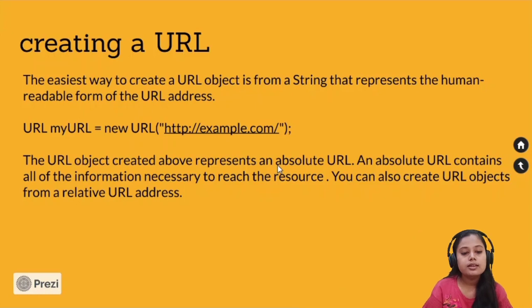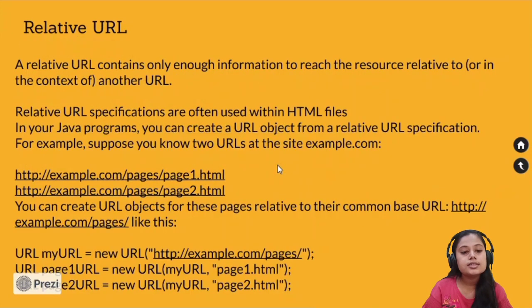We can also create a relative URL address. Now, what is a relative URL? A relative URL contains only enough information to reach the resource relative to another URL. Relative URL specifications are often used within HTML files. In our Java programs, you can create a URL object from a relative URL specification.